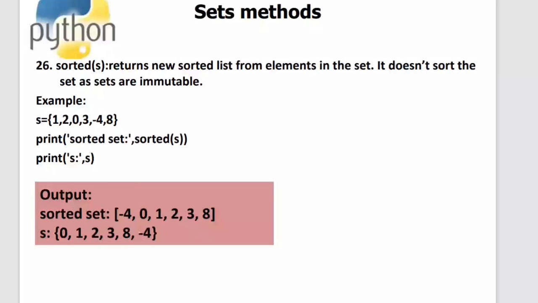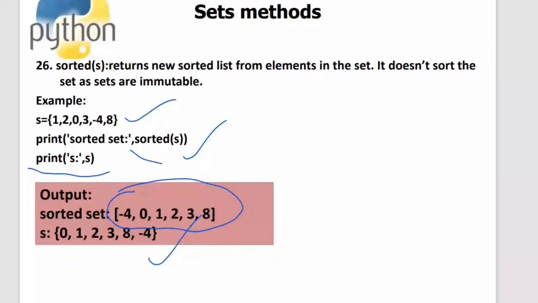Here is the set, and I just wanted to sort the elements in the set, and it sorts the elements and gives them back. I have printed the set also, and you can see very clearly that sorted has given me the result, but the original set is as it is. It gives me the elements in sorted order, but it will not make any modifications to the set S.